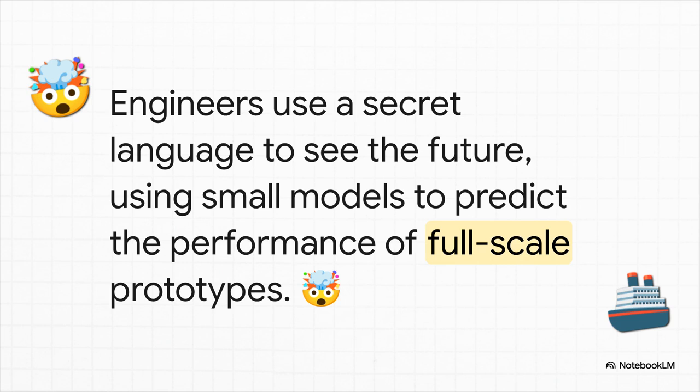Well, the answer is a technique that honestly feels a little bit like magic. It's called dimensional analysis. It's basically a secret language, a set of rules that lets engineers use these small, cheap models to perfectly predict how the massive, full-scale thing is going to behave. And this is the key. It's not about being the same size, it's about achieving the same similarity.